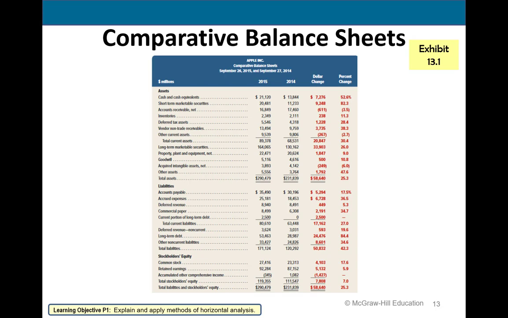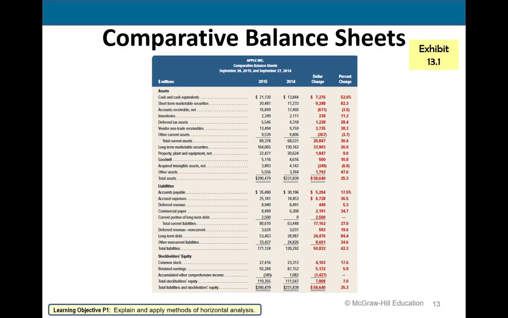When looking at Exhibit 13-1, it shows the balance sheets again for Apple. A few items stand out on the asset side. Apple's cash and cash equivalents have increased by 52.6%, and short-term marketable securities have increased by a whopping 82.3%. This is a substantial increase in liquid assets. In response, Apple raised its 2016 dividend 9.6% and increased its share repurchase plan by 25%. Dividends and share repurchasing plans are likely to slow its growth of cash and short-term securities.